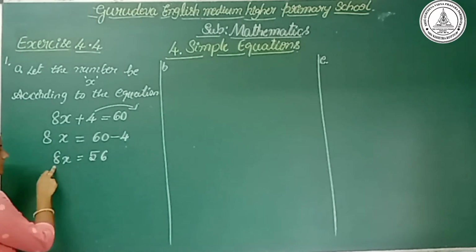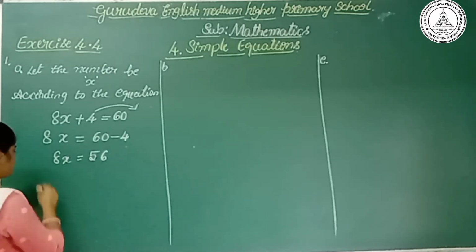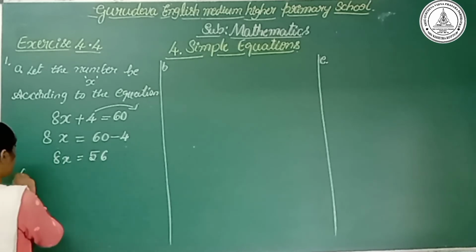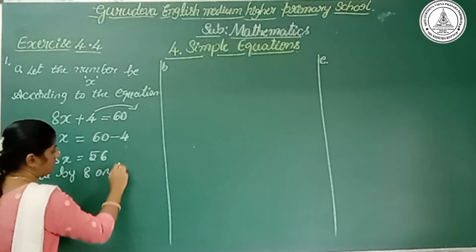Here there is a variable, that is x, with the 8. I want to eliminate this 8. Then what do we have to do? Just divide by 8 on both sides.